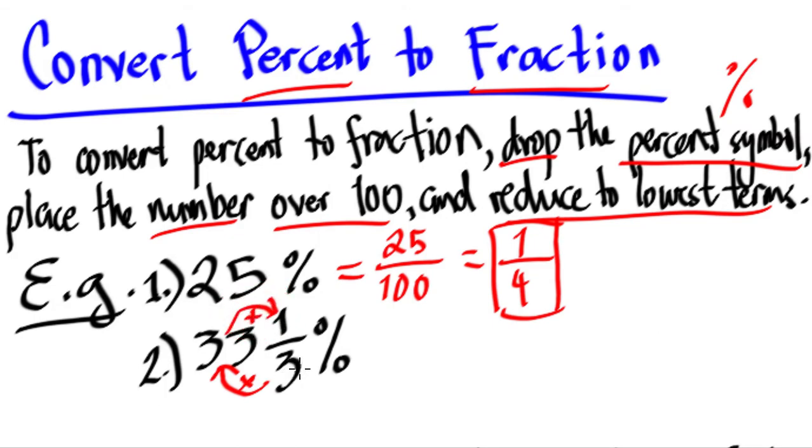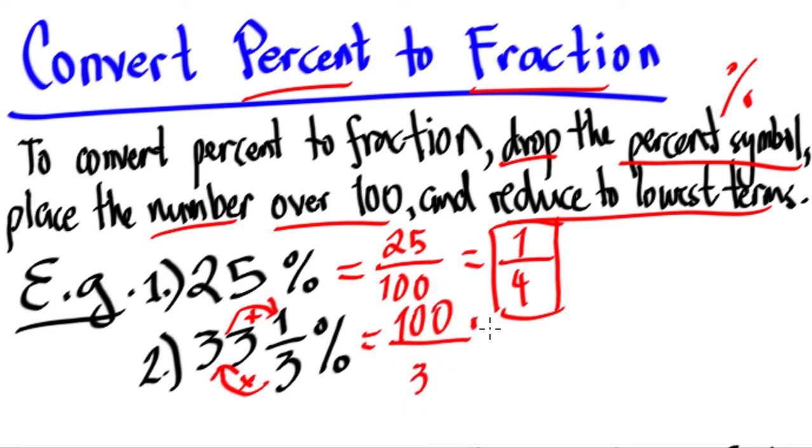Again, to convert this mixed number into an improper fraction, we multiply the denominator by the whole number and add the product to the numerator. So if we do that, 3 times 33 is going to give us 99 plus 1. That's going to give us 100 over 3.